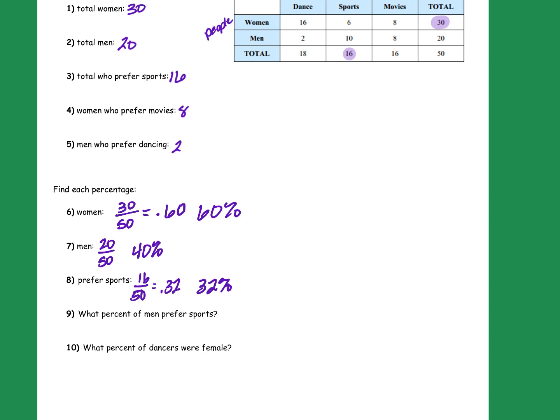Are there any questions at home? Is this okay with how we're doing it? I know we've done fractions to decimals to percents before, right? But this is how we find it. What percent of men preferred sports? 10 out of 50.